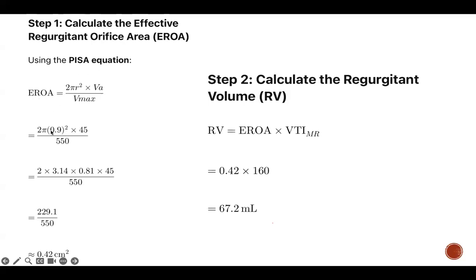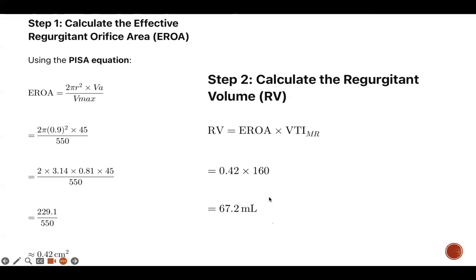For the effective orifice area, you put A1 0.9, V1 45 from the scale, and then he changed the Vmax from meter to centimeter, 550, and gave us a final result of 0.42, which is consistent with severe mitral regurgitation. Again, to confirm this finding, he calculated the regurgitant volume by multiplying this number by the VTI of the mitral regurgitation, and he gave us a volume of 67.